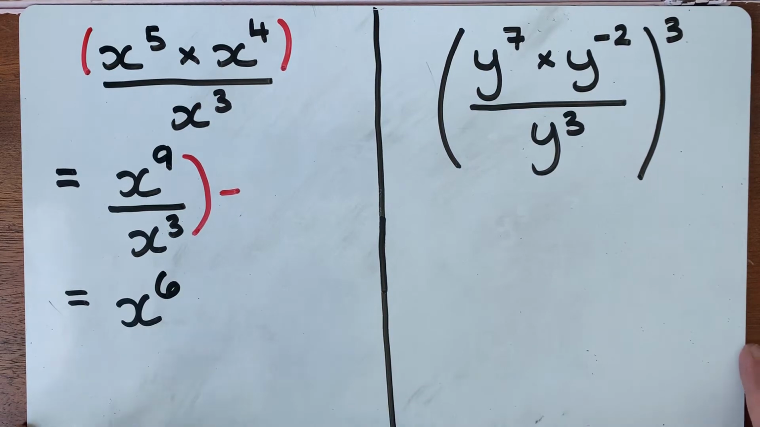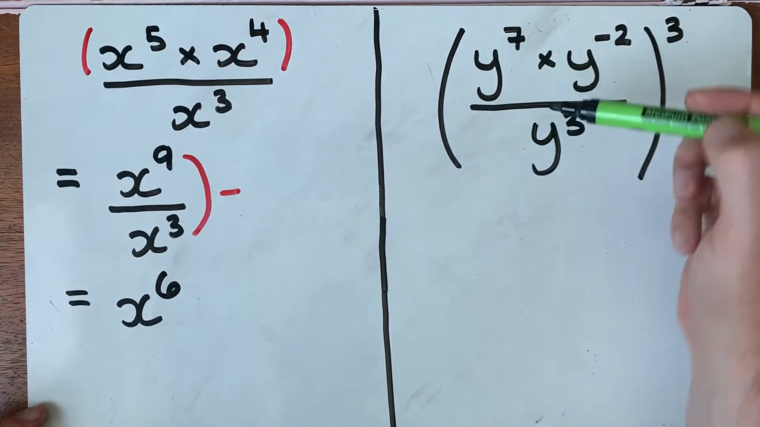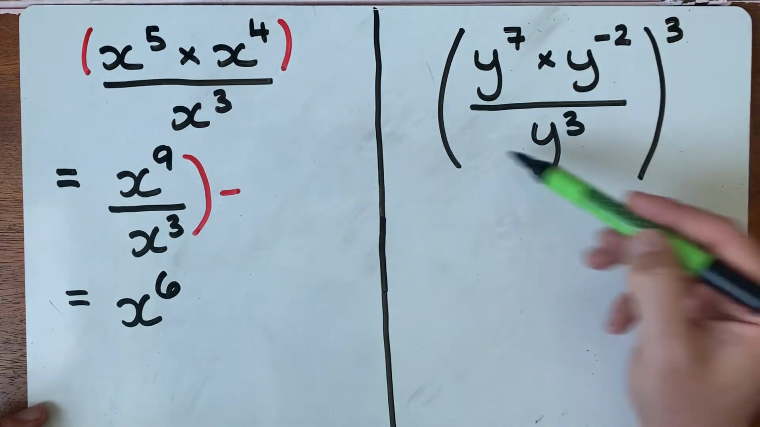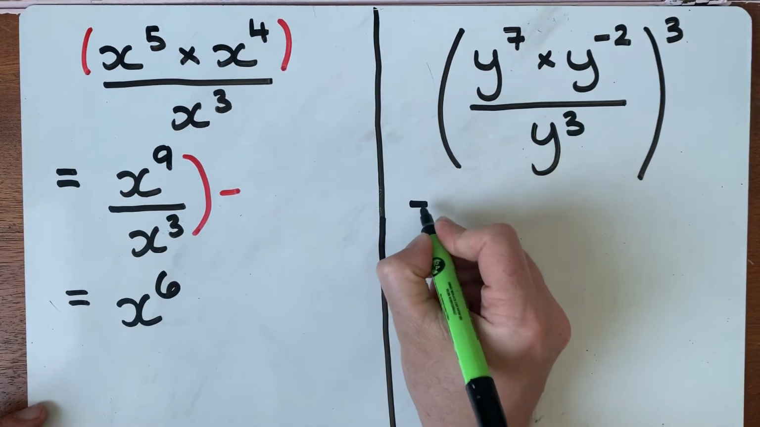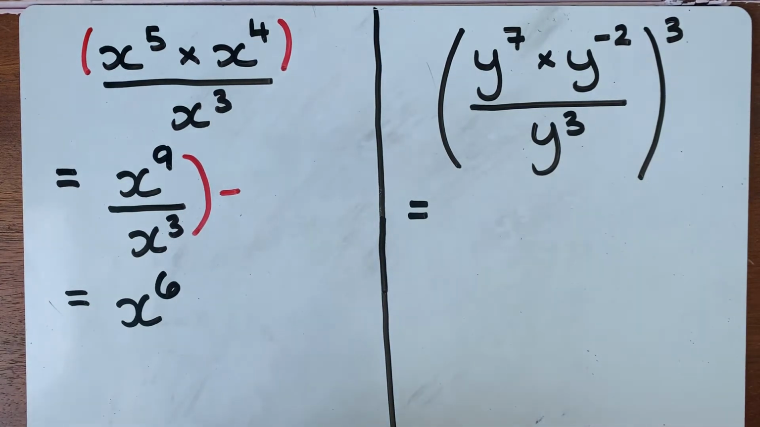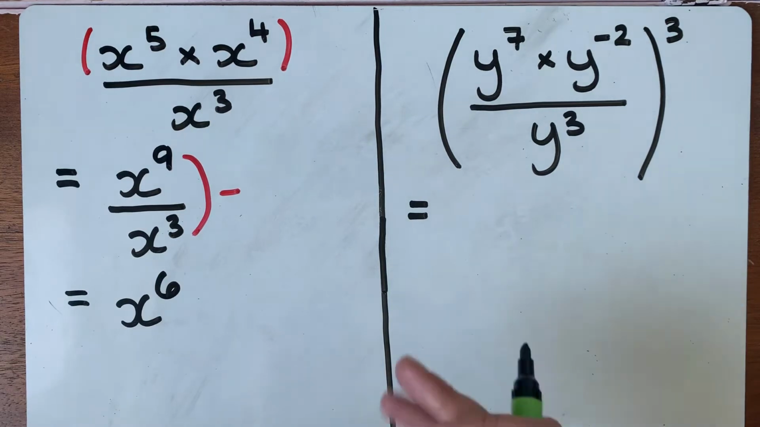Over to the second example now, and we've got all three rules being combined in one question here. We have got multiplication, we've got division, and then we've got the whole thing raised to another power. And again, we're going to typically work through this in the order that the rules come, but again, you might need some common sense for some questions. So let's start with the top line.